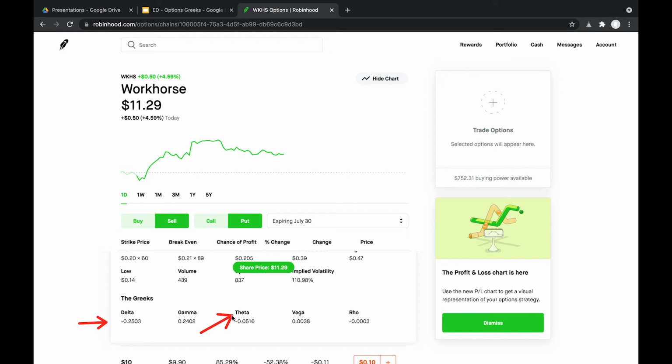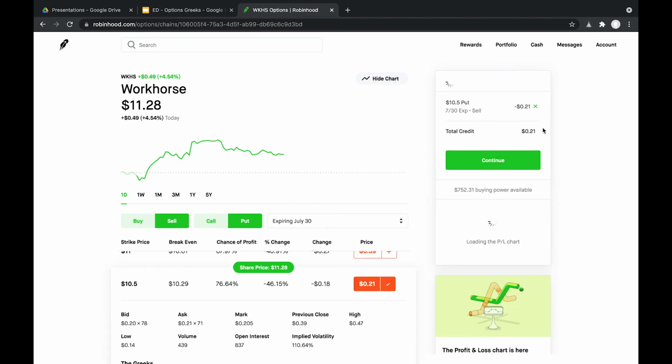that's going to be about $5.16 this option is losing per day. So let's just say it's $5. It loses $5 per day if everything were to stay the same. If Workhorse were to stay approximately at $11.29, where it is trading currently, this would lose about $5 per day.